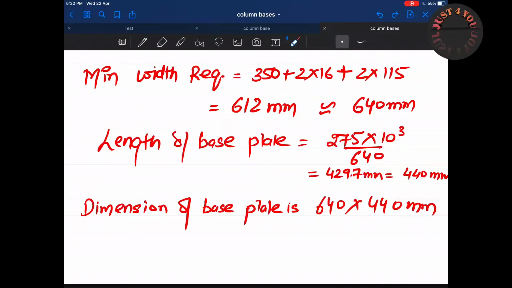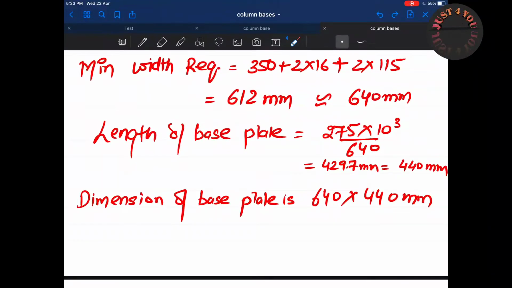Now the length of the base plate can be calculated by dividing the area, that is 275 into 10 power 3, upon 640. The minimum width we get here is 640, so we get 429.7 mm, and we can take it approximately as 440 mm. So the dimension of the base plate is 640 into 440 mm.